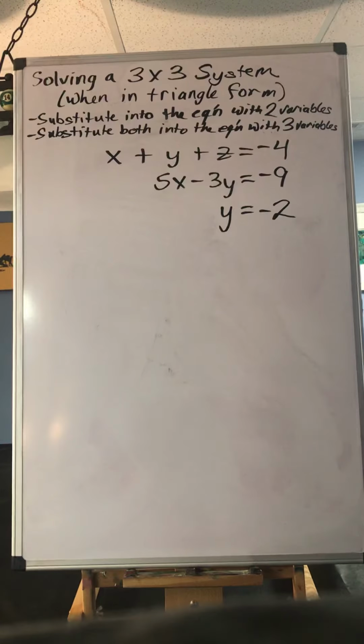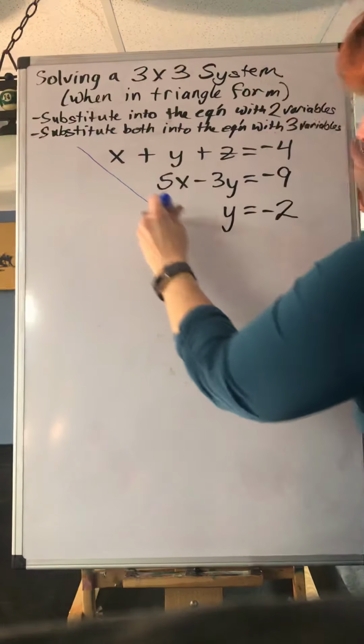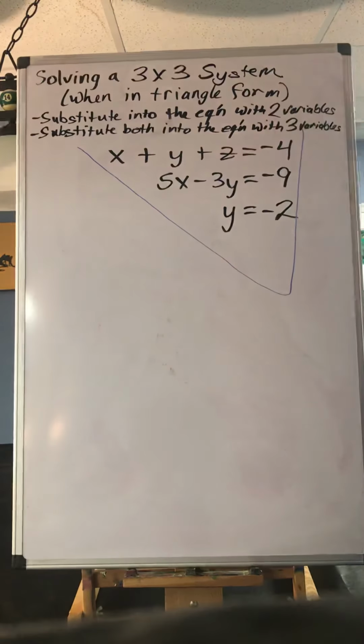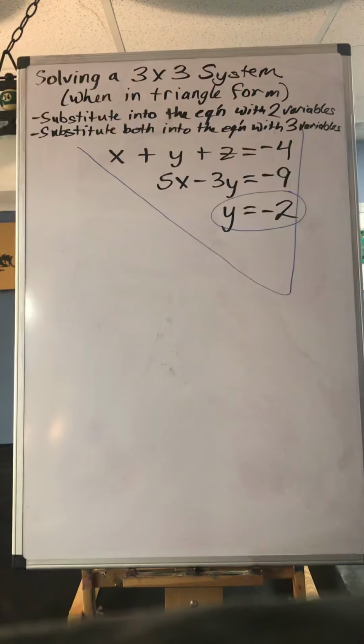Now, the reason I'm referring to this as a system of linear equations in triangle form is because the top equation has 3 variables, second equation has 2 variables, third equation only has 1 variable. Now, they could be written in a different order, but these are in a nice triangle form. Now, the beauty of a system that's in triangle form is that we have an equation with 1 variable, so we can very easily figure out what y is.